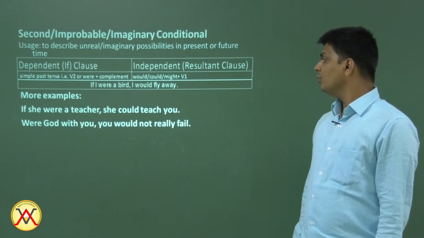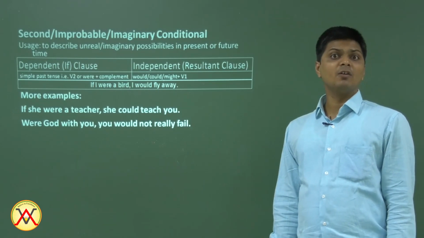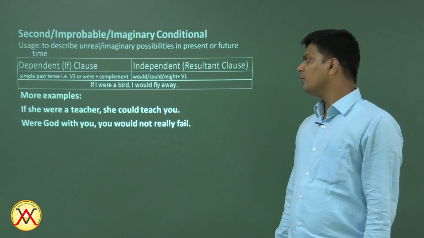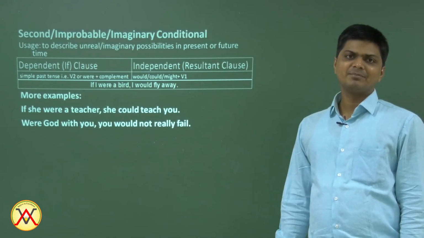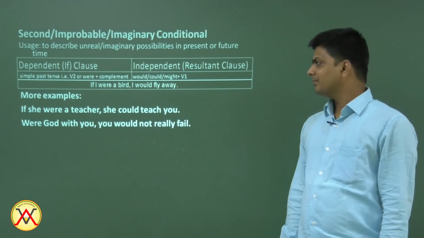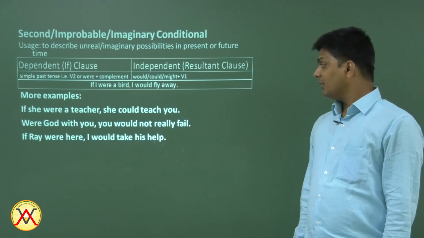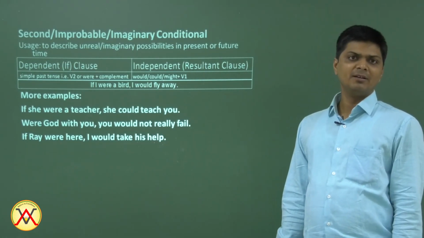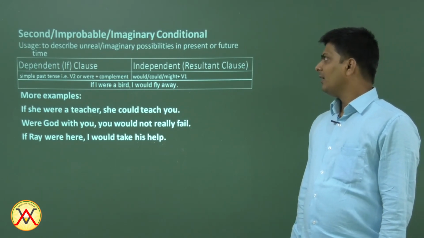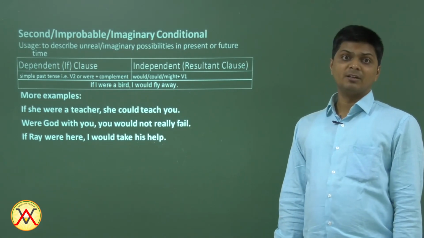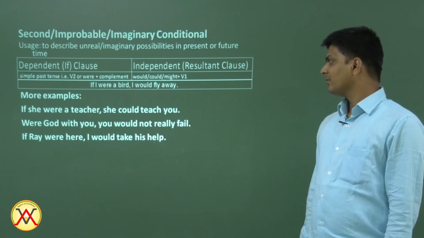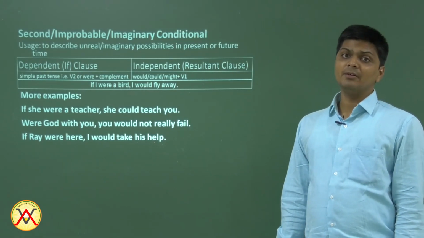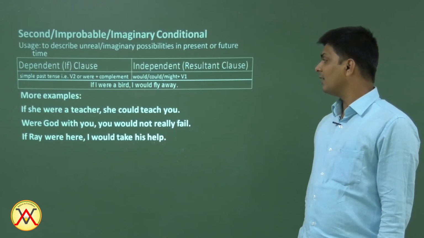Were God with you, you would not really fail. We can say if God were with you, you would not fail, or we can say were God with you, you would not really fail. Both of them are right. If Ray were here, I would take his help, but the fact is he's not here. I'm just imagining. It's unreal. It's imaginary conditional. If Ray were here, but the fact is he's not here. And instead of saying if Ray were here, I can also say were Ray here. Were Ray here, I would take his help.